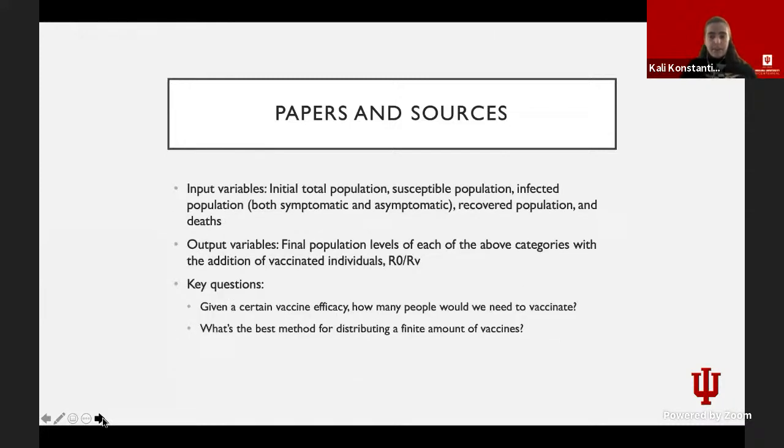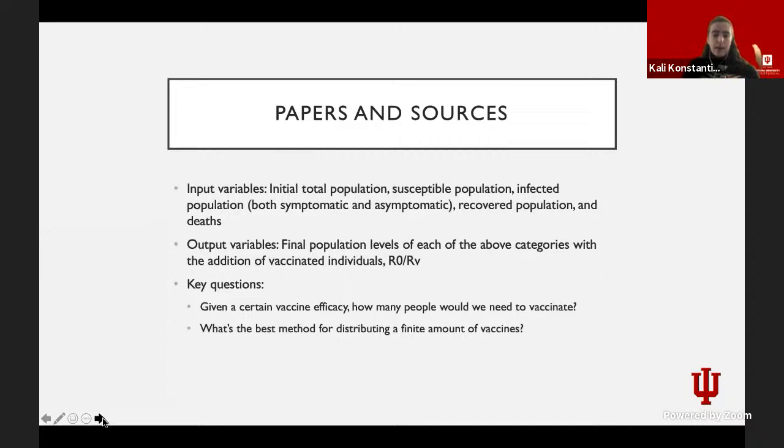So the input variables are pretty obvious here. We have the initial total population, susceptible population, infected population, recovered population, and deaths. And I've obtained data for the confirmed cases, recovered cases, and deaths from the Johns Hopkins dashboard. Of course, this is only cases that are reported, so that's a little asterisk there.